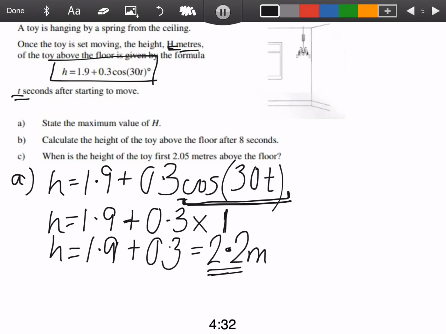Okay. Now, part B and C I'm going to do in the next slide, because you'll notice I'm running out of space here. But part B, let's have a wee read. It says, calculate the height above the floor after 8 seconds. Calculate the height above the floor after 8 seconds. I'm going to write the formula first of all on the next slide, okay? See if I can remember it. Right, I think I've got it.